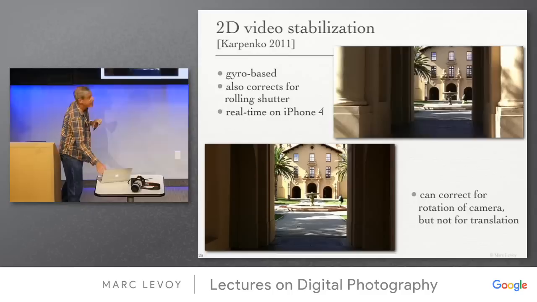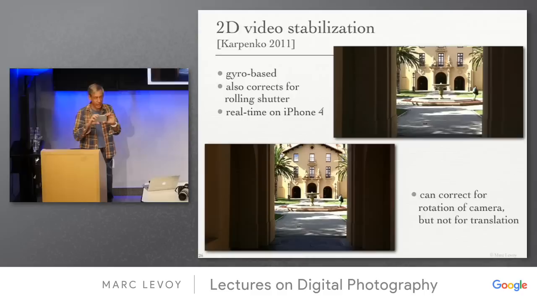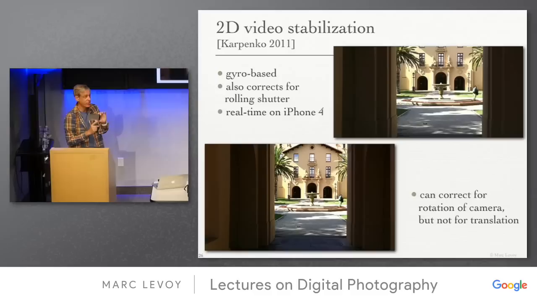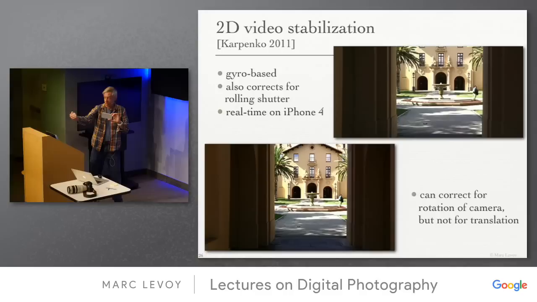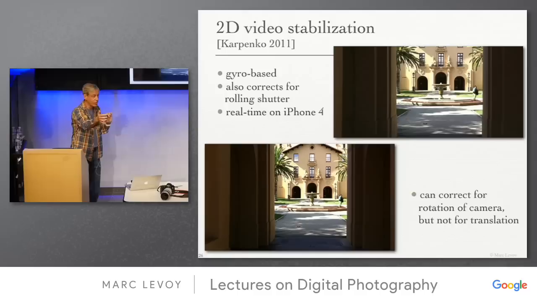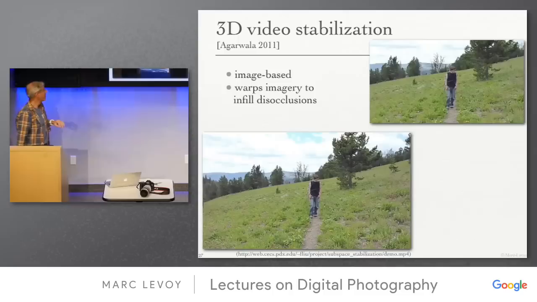In order to compensate for the translation, that's much harder. That means if I translate the phone, then what blocks what along viewing rays is actually changing. The occlusions are changing. And so I would have to figure out how far away things are, how far to shift each object, which depends on its depth, and then I'd have to infill a little bit with some texture or some local color or something. So 3D stabilization is much harder than 2D stabilization. But it is possible to do it.